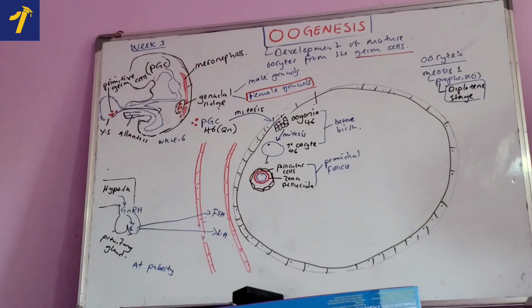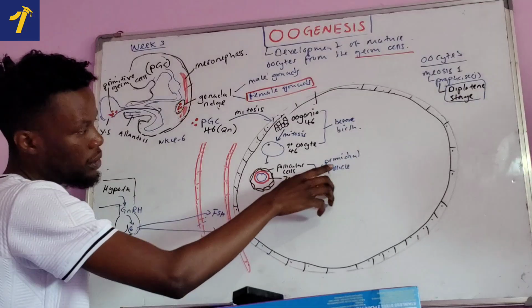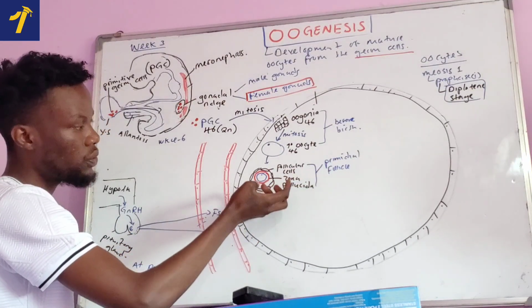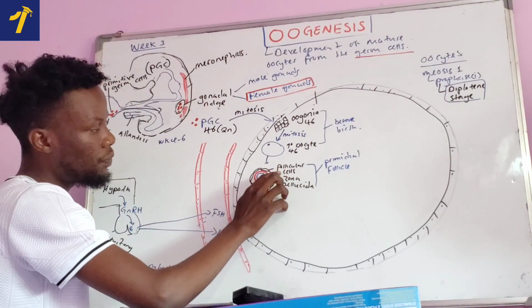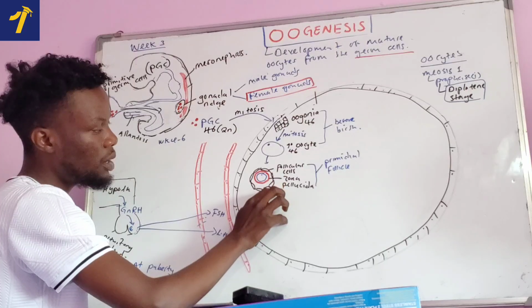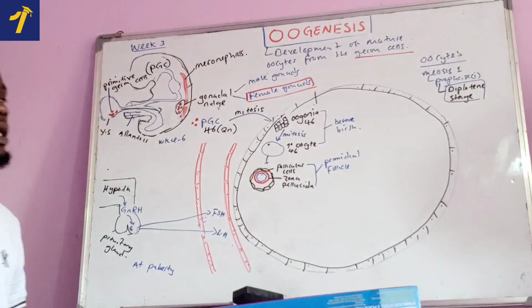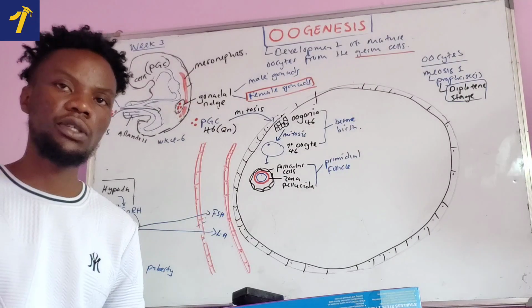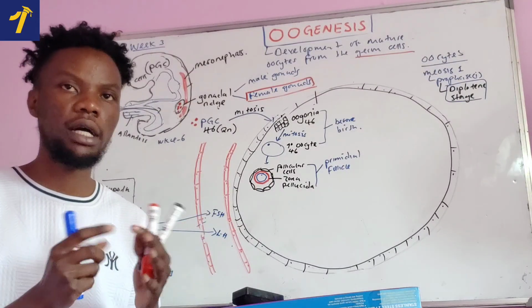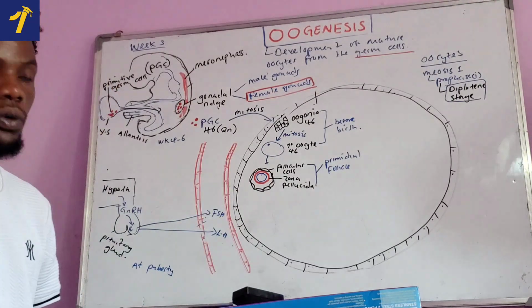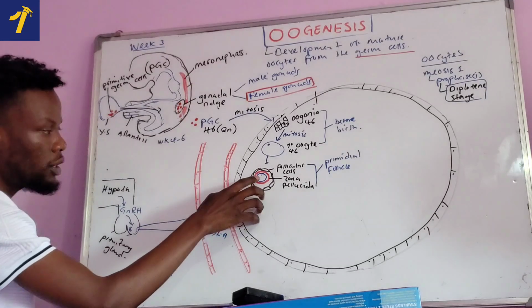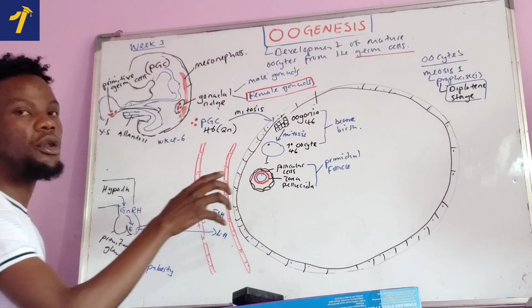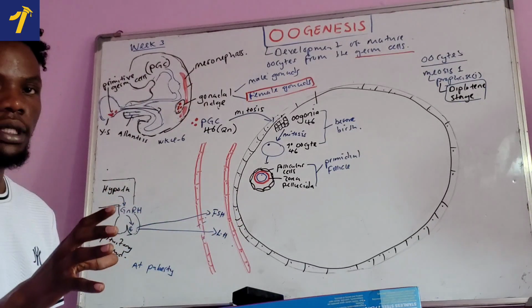Primordial follicle. Okay? So again, the primordial follicle is going to comprise of what? Follicular cells, zona pellucida, as well as a primary oocyte. The zona pellucida is what? It's more like a glycoprotein that is covering the primary oocyte. And did you notice any change to the primary oocyte? No, there is no change to the primary oocyte.